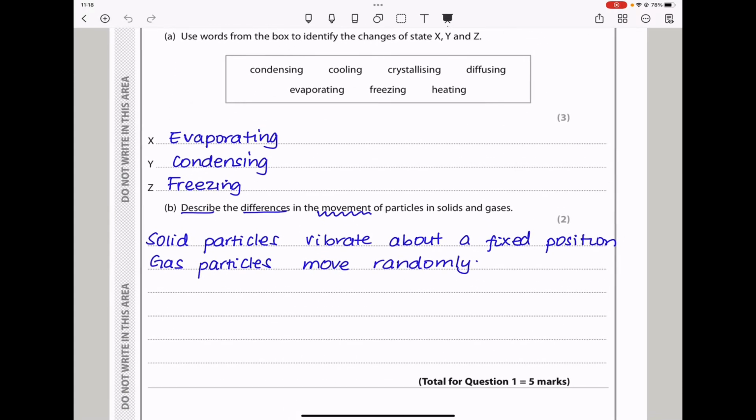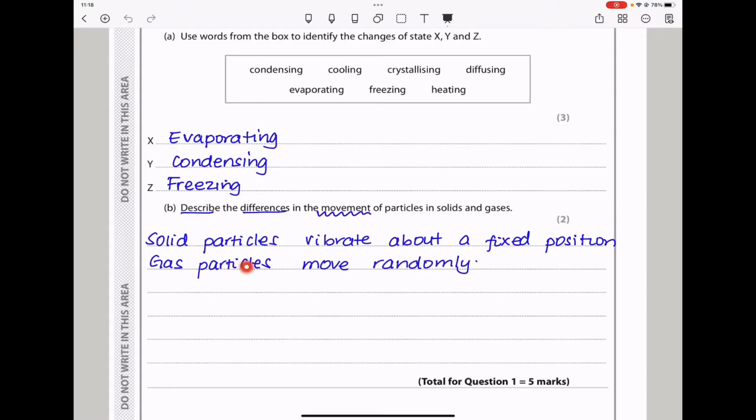In part B, describe the differences in movement of particles in solid and gaseous state. They want us to talk about the differences in movement, not anything else, just movement. So I said solid particles vibrate about a fixed position. Please do not say that solid particles do not move. They do vibrate, but at a fixed position.